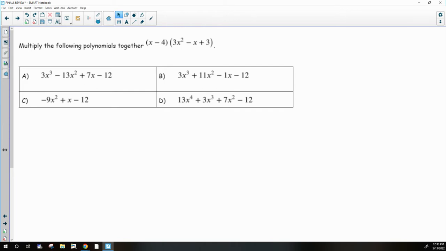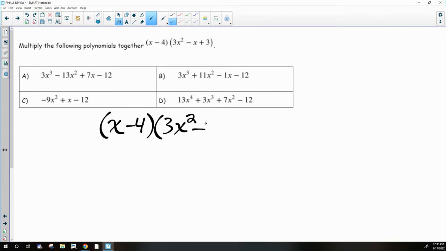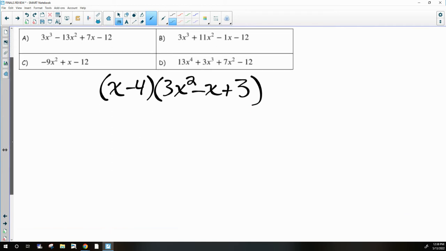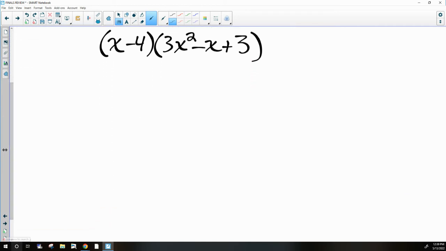Okay, here is question number 1. You're on page 2, you see it at the top. It is multiple choice. We are going to start by rewriting the problem. You have space below to do the problem. Okay, here is my problem. We are multiplying. I know that because the parentheses are touching next to each other. So what we need to do here is create a box to multiply.